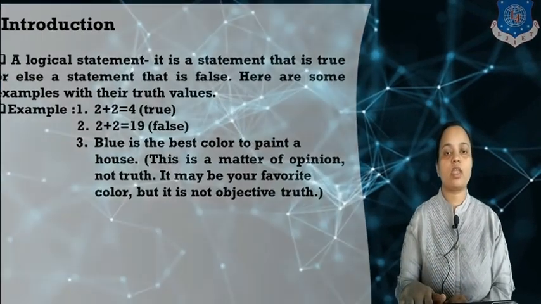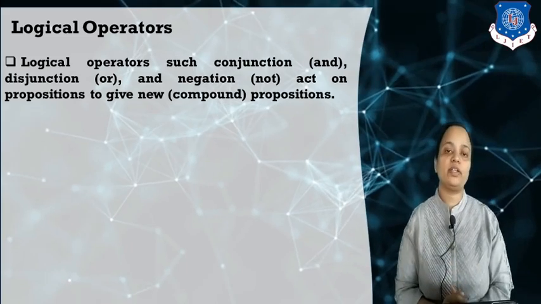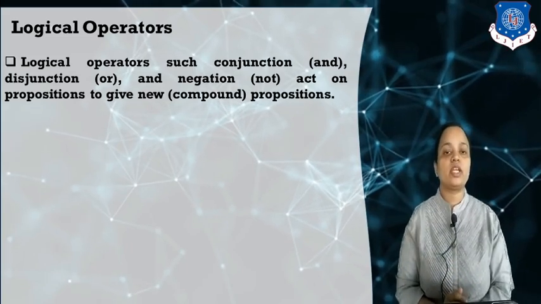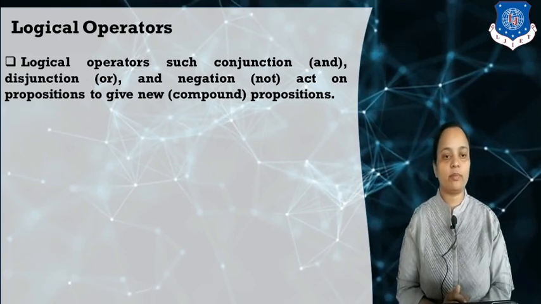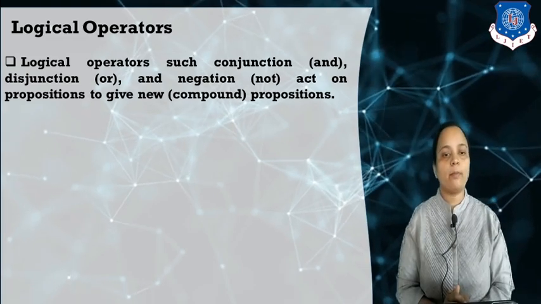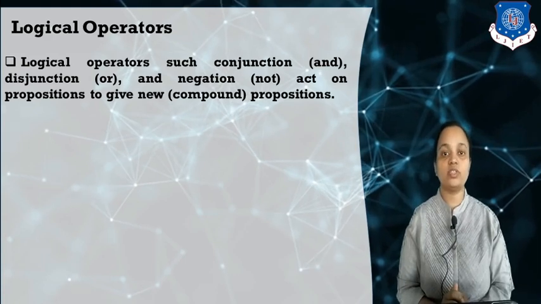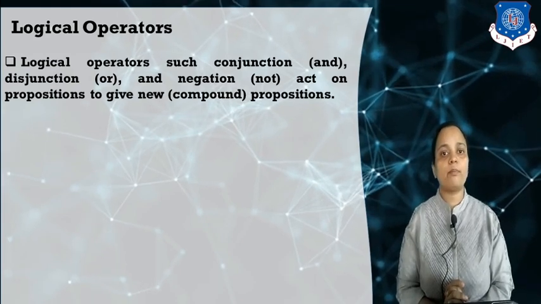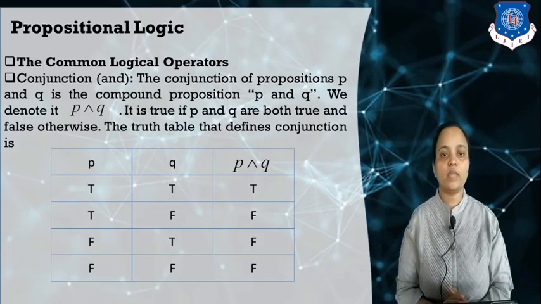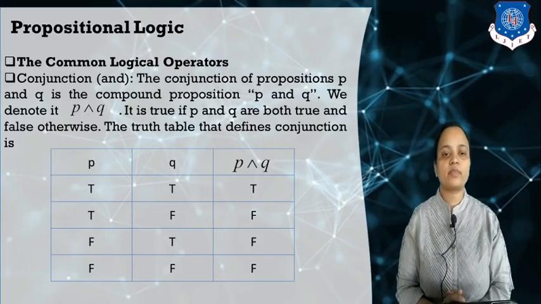Next, what are the logical operators we can use? There are logical operators like conjunction, which is called the AND operator, disjunction, the OR operator, and negation, which act on propositions to give a new compound proposition. By using these logical operators, we can create compound propositions. The first logical operator is conjunction, which is called the AND operator.